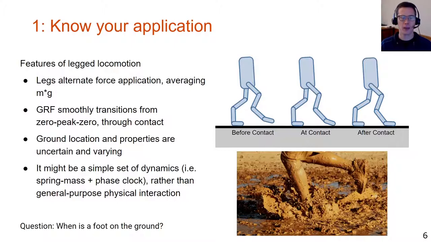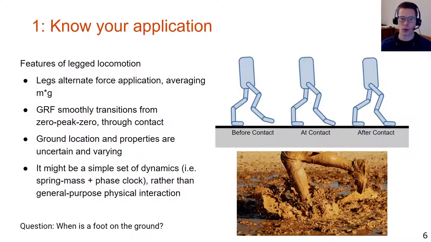We also know that because the sensors are noisy, late, and wrong, the ground location and the properties are always uncertain and varying. So we might create a simple set of dynamics that are something like a spring mass and a phase clock, some other model, but it's probably not general purpose physical interaction. You're only trying to create some subset of dynamics that really don't have to capture absolutely everything.